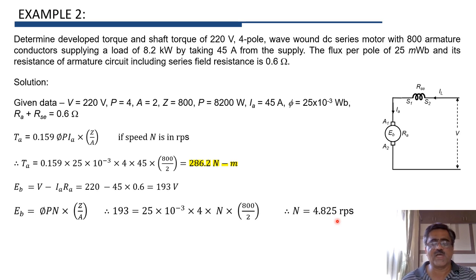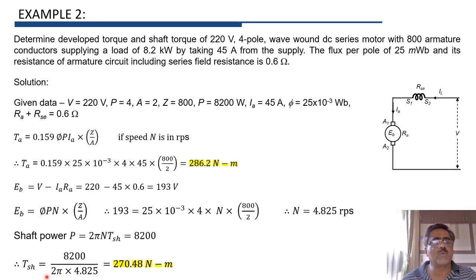Now we can calculate shaft torque. So shaft torque Tsh is equal to power P divided by 2 pi n. So P is 8200 and speed is 4.825 revolutions per second. And therefore shaft torque Tsh is equal to 270.48 Newton meter. So you can see that there is a difference between armature torque Ta and shaft torque Tsh, and Ta is greater than Tsh. The remaining torque is lost in frictional losses, windage loss and iron loss.